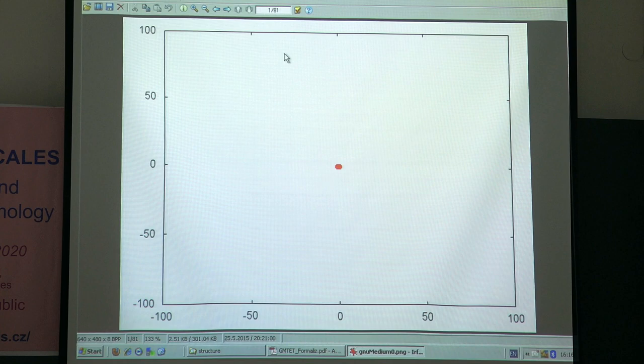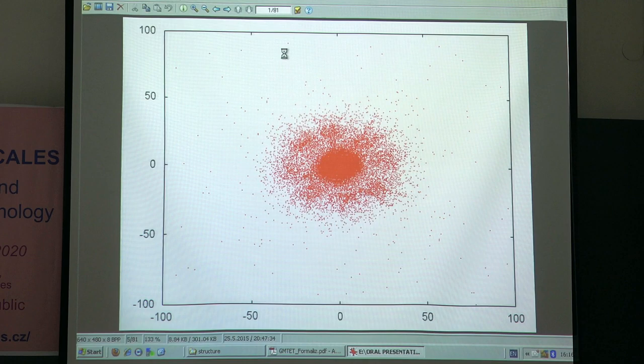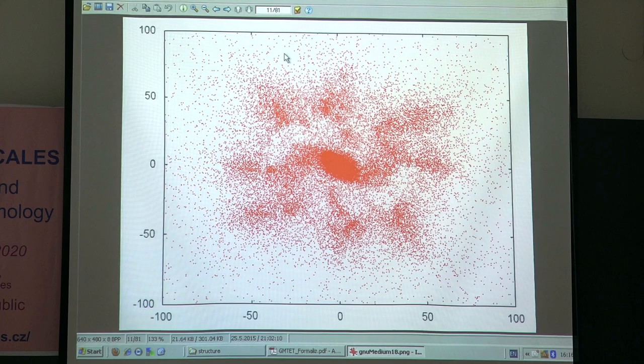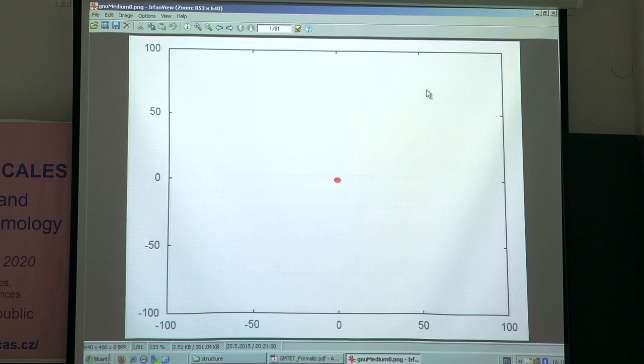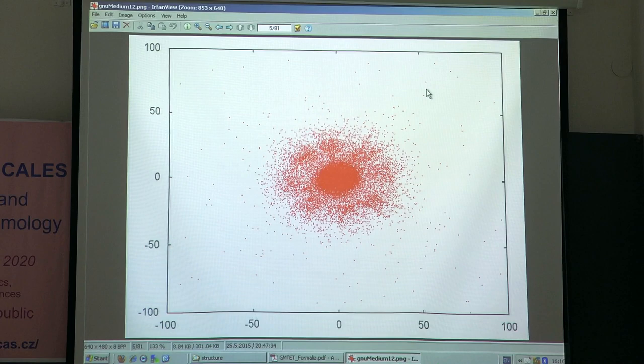So it goes like this. Maybe I went too fast, sorry. So I go again. So this is Newton's law at first. And then now it's surrounding.